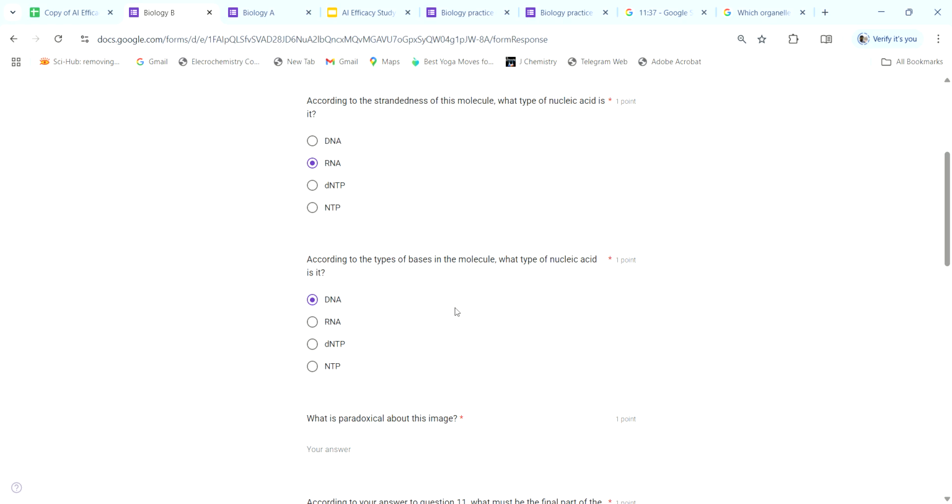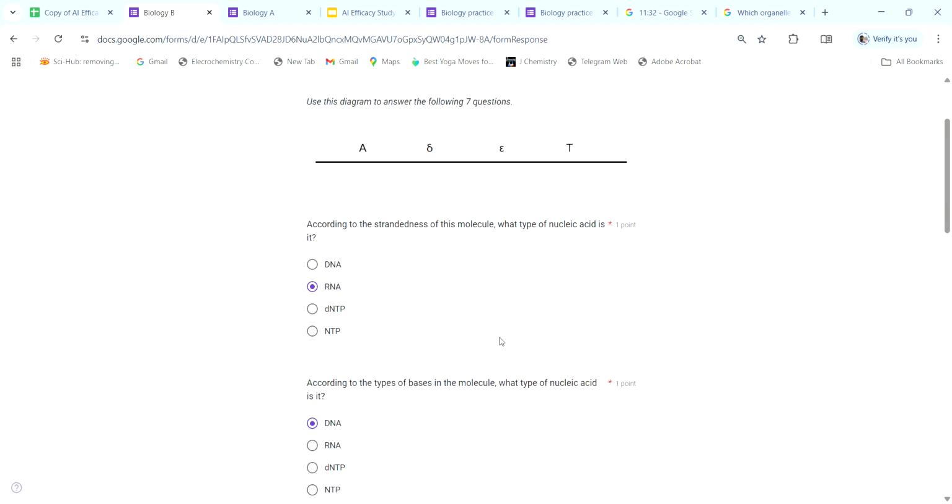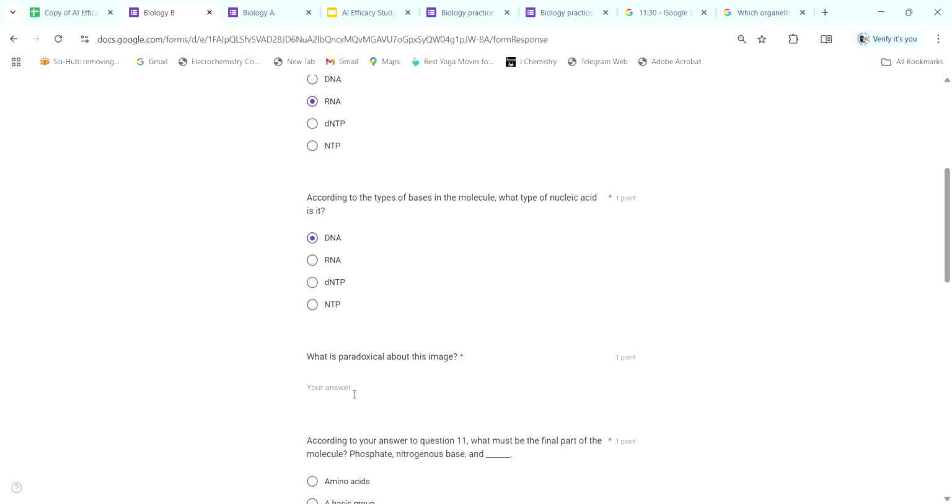What is paradoxical about this image? Paradoxical means, here in this image adenine and thymine bases are there, so it must be DNA.